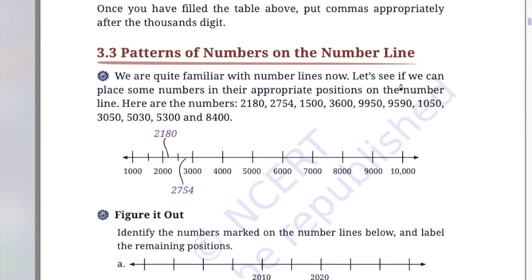Okay. So let's see if we can place some numbers in their appropriate positions on the number line. There are some numbers given and we have to place these numbers on the number line. As you know, the leftmost side of the number line is the smallest and the rightmost side is the greatest number. As we move from left to right, the numbers increase, and here you can see the gap is given as 1000 each. Okay, so one number is 2180. It is between 2000 and 2500.